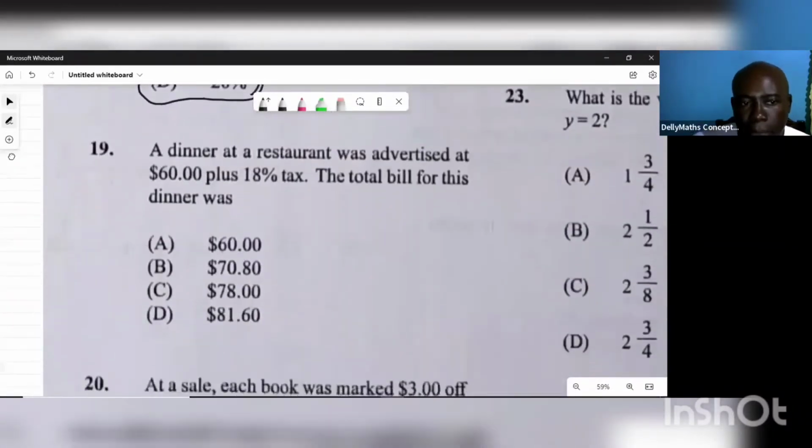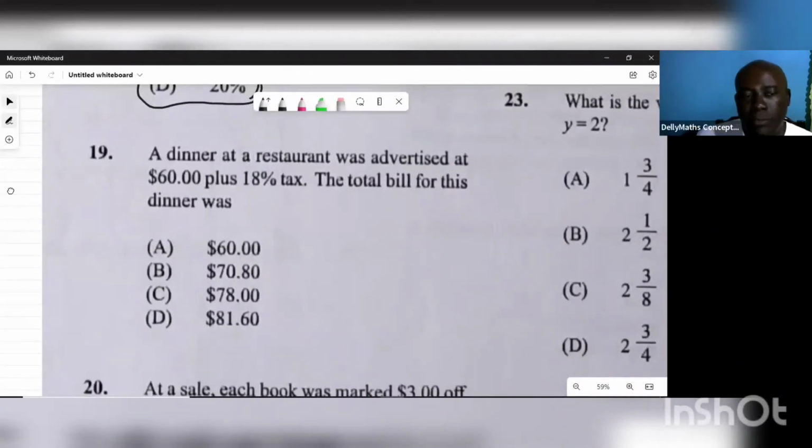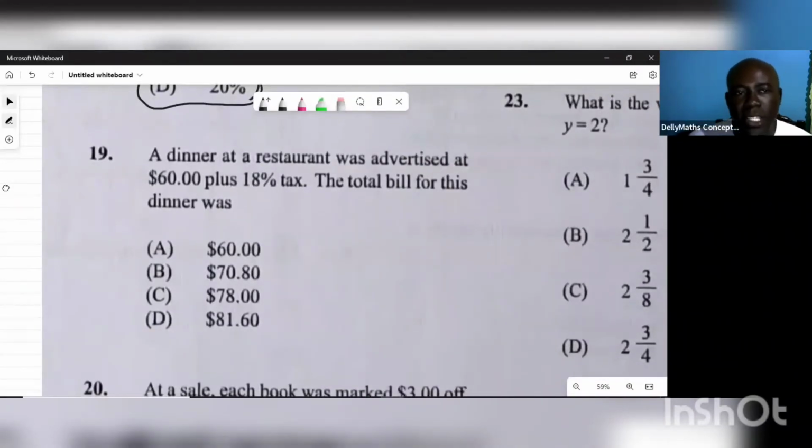All right. Let's see what this one is about. Might have been an elimination question. Let's go. It says a dinner at a restaurant was advertised at $60 plus 18% tax. All right. So the total bill for this dinner would be what? So you're going to find out the tax. Now let's look at some of the answers. If 18% tax is going to be added to $60, it can't be $60. That is not the answer.